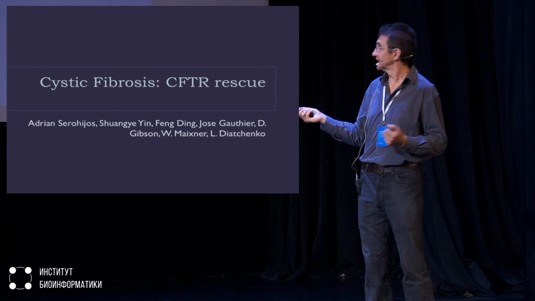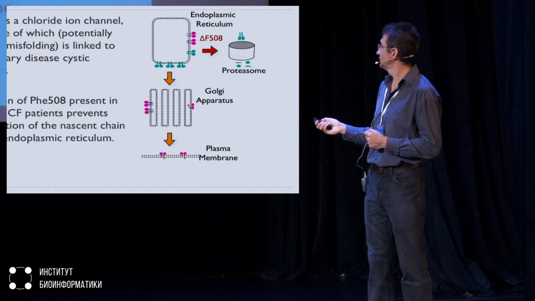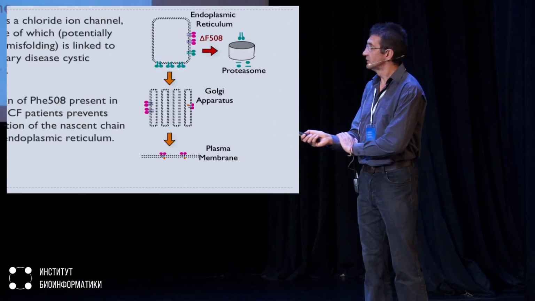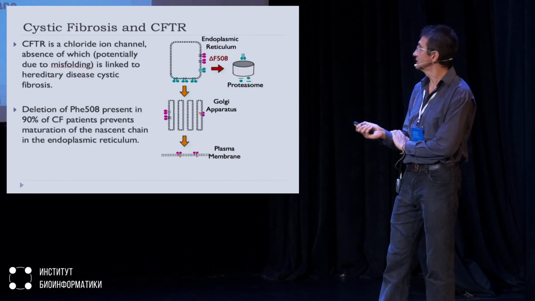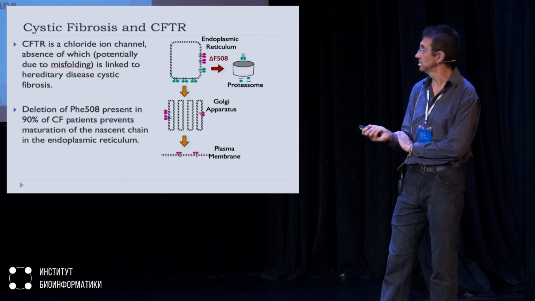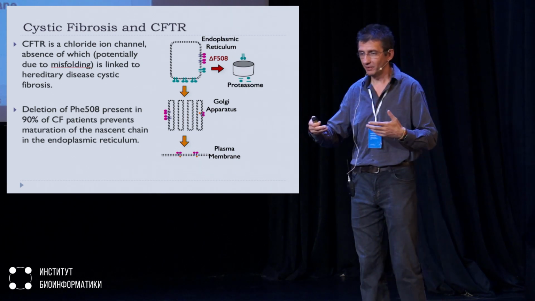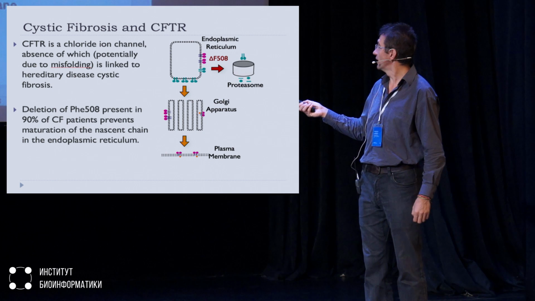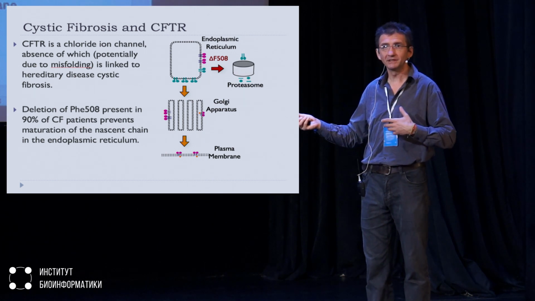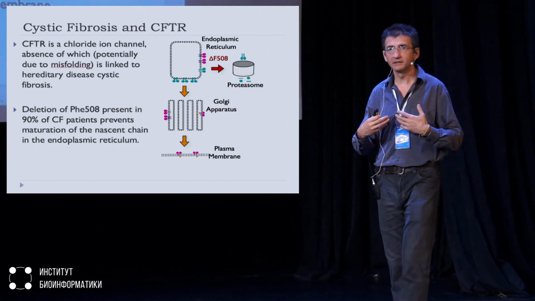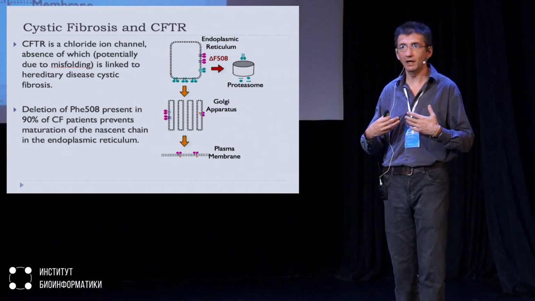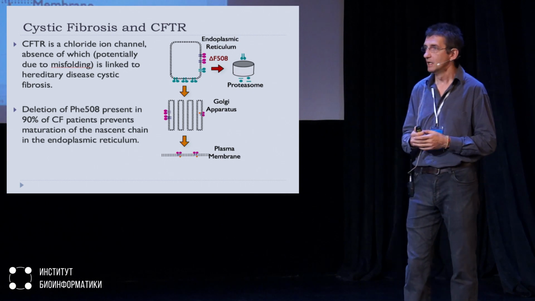And because of that, let's talk about cystic fibrosis. Cystic fibrosis is actually an interesting disease. 90% of the cases are due to the loss of channel function, a channel called CFTR. It's a chloride ion channel that basically moves chloride ions from inside of epithelial cells to outside of epithelial cells. Epithelial cells cover our lungs, guts, reproductive systems.